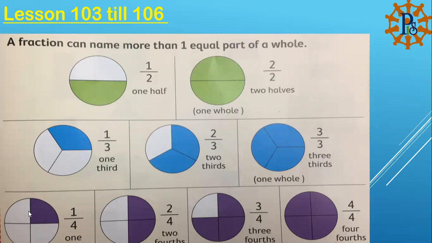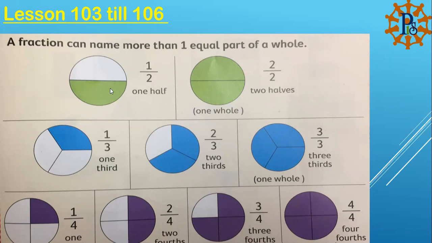Here in this example, we divide it into four equal parts, as you can see. If we color one part, it means one fourth. If we color two parts, it means two fourths. If we color three parts, it means three fourths. You must memorize this word. If we color the four parts, it means four fourths.